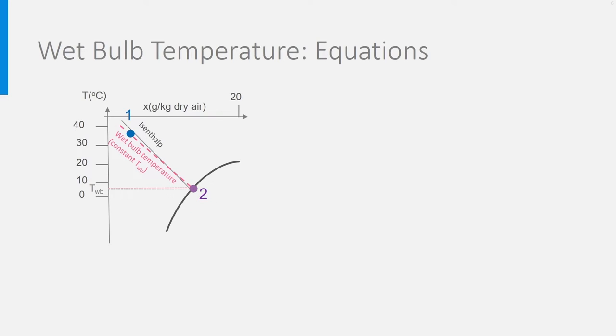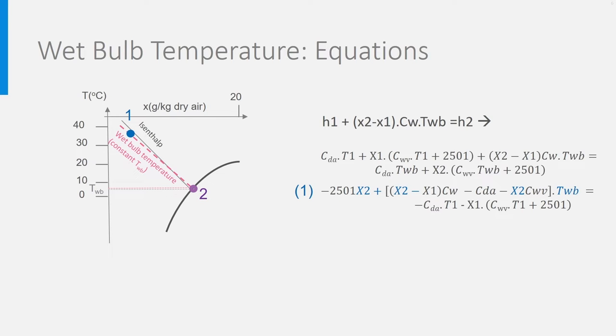If you want to make calculations to determine the wet bulb temperature TWB and humidity X2 corresponding to point 1 with temperature T1 and humidity X1, you have to start from the equation we just studied and replace the enthalpies by their formulas as you learned to do in the lecture about enthalpy. If you reorganize the equation in order to have the unknowns X2 and TWB on the left, you get this. There are two unknowns, so we need a second equation to determine these unknown parameters.